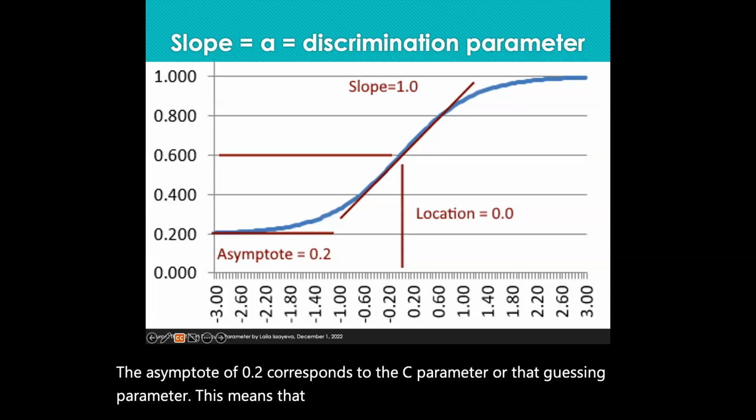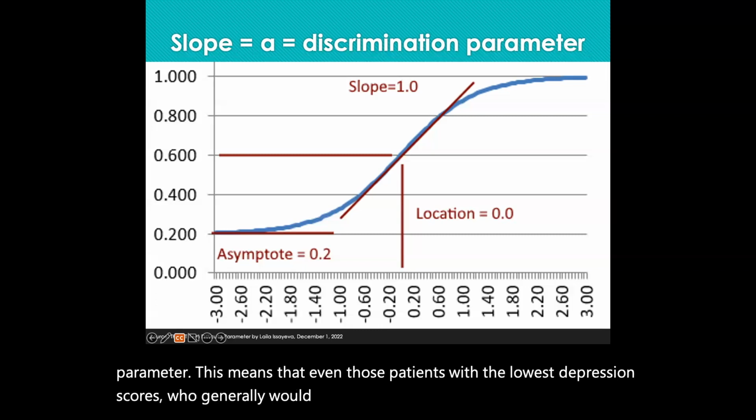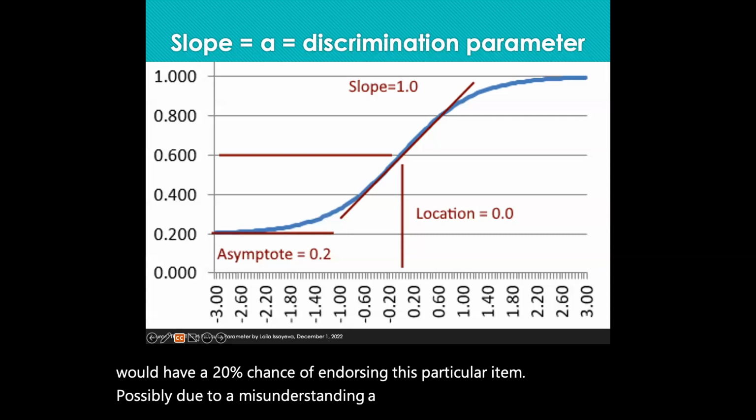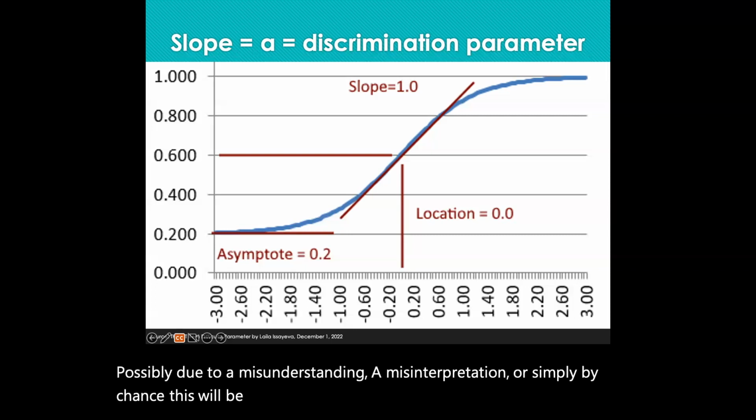This means that even those patients with the lowest depression scores, who generally wouldn't endorse items indicating severe depression, would have a 20% chance of endorsing this particular item, possibly due to a misunderstanding, a misinterpretation, or simply by chance. This will be the topic of the next video.